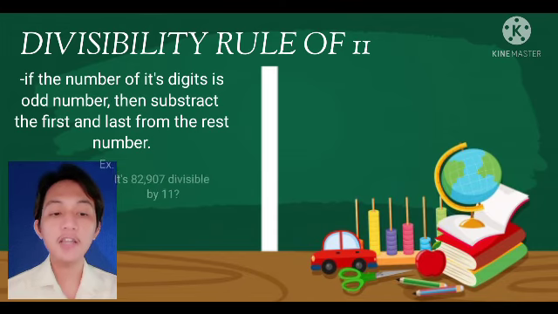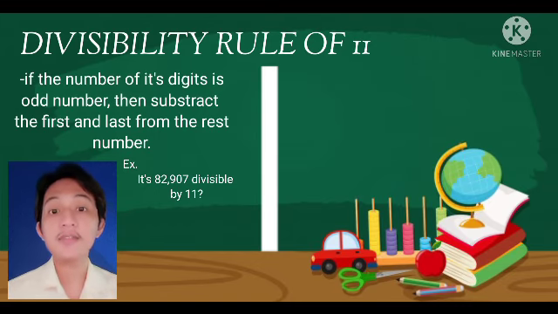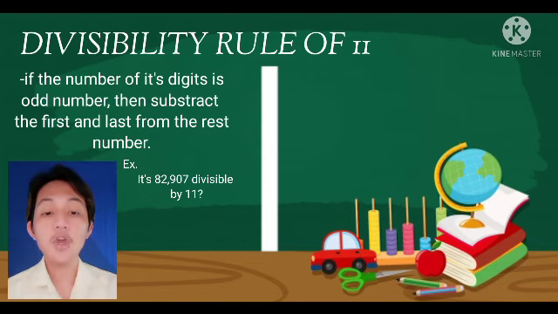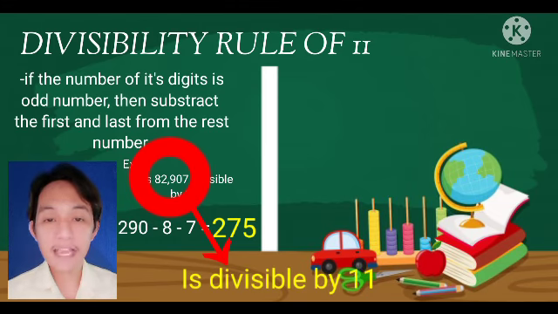For example, is 82,907 divisible by 11? The number of digits is 5, so it's an odd number. So we need to subtract the first and last digit from the remaining number. So now we have 290 minus 8 minus 7 is equal to 275. And 275 is a multiple of 11. Therefore, 82,907 is divisible by 11.